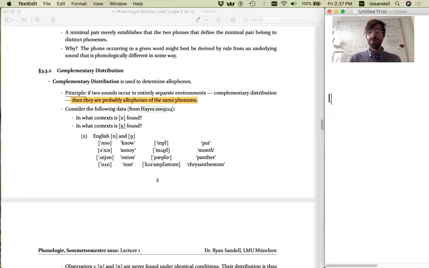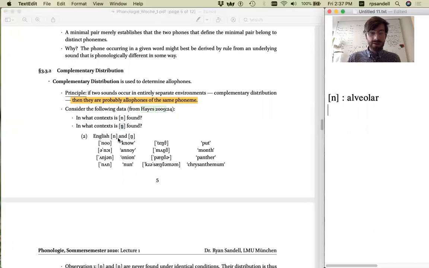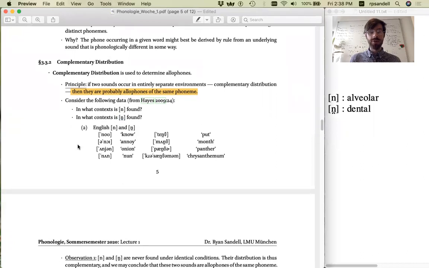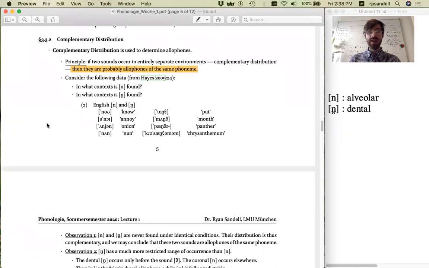The sound transcribed with a normal letter N is an alveolar nasal, whereas the sound transcribed with this symbol underneath it, I'm going to copy it over here, with this extra symbol underneath it, is a dental nasal. So the position of the tongue is slightly different between these two sounds. And in my variety of English and most varieties of English, both sounds actually do occur.